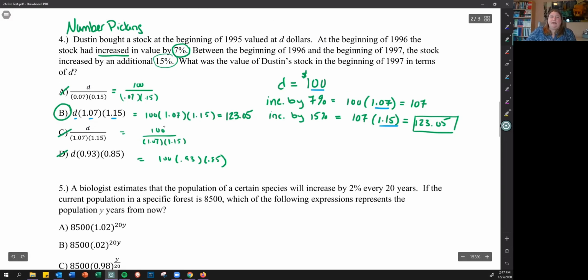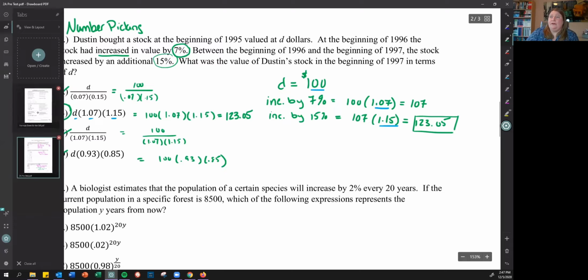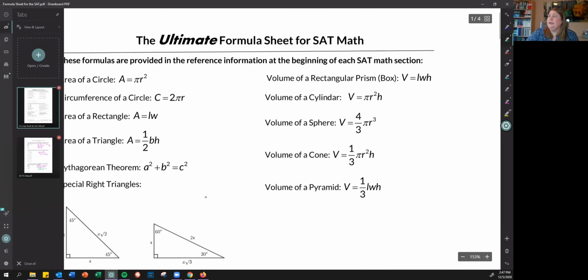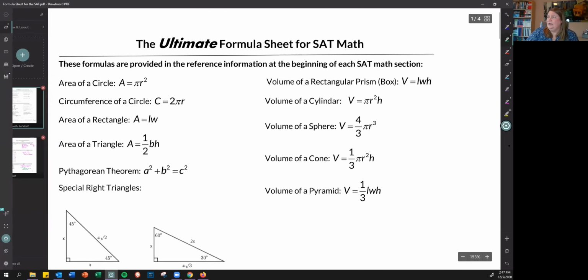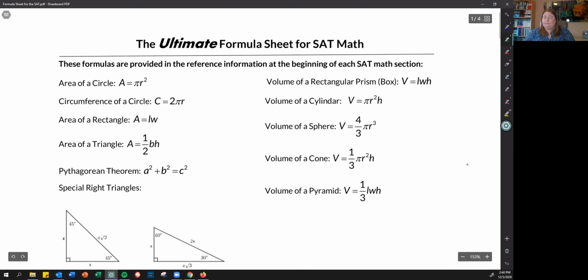What I want to do is just show you, if you haven't found it already, in the appendix of this course we have what's called the Ultimate Formula Sheet. And I want you to use a formula from that formula sheet here. So here it is, the Ultimate Formula Sheet is actually 4 pages. It has every single formula you need to know for the SAT.